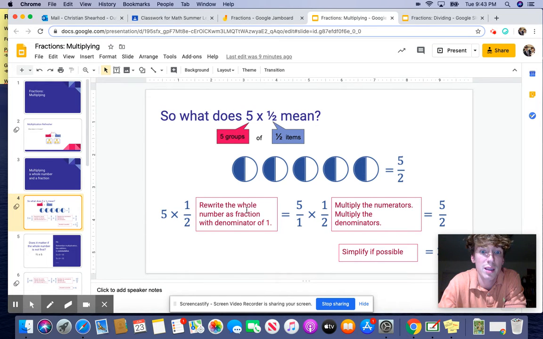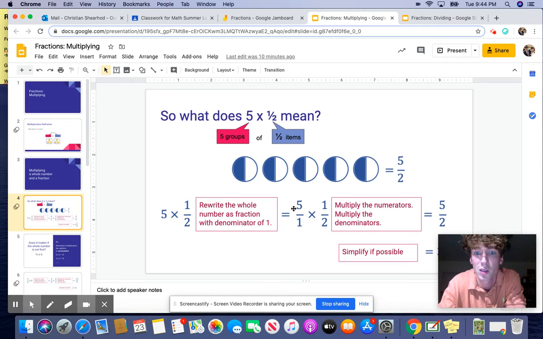It says rewrite the whole number as a fraction with the denominator 1. Okay, this is how we would solve it. So to multiply fractions, you have to have fractions. That's what I tell all my classes. You can't do multiplying fractions if you don't have fractions. So we have to change this big 5 into a fraction. We do that by putting a 1 underneath it. Then we can multiply fractions.